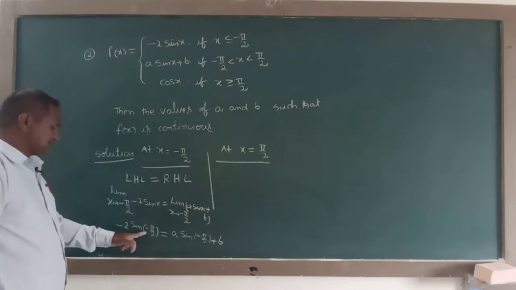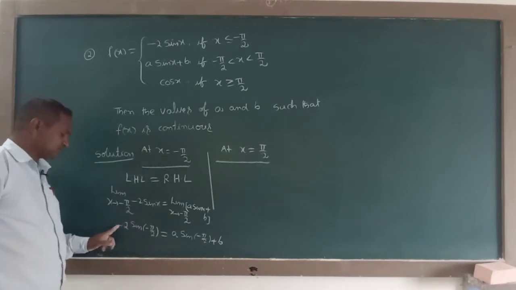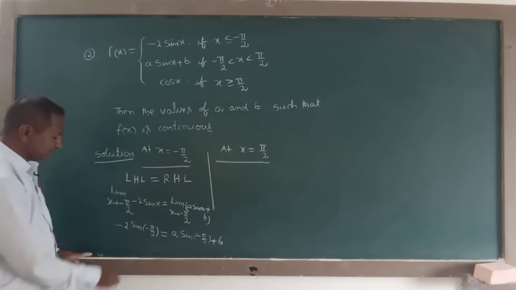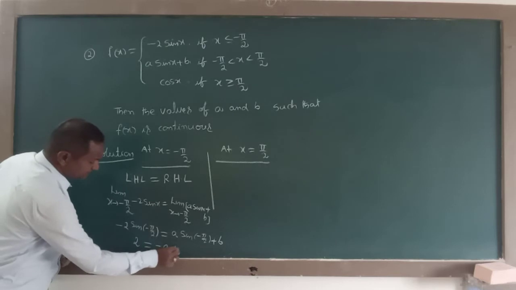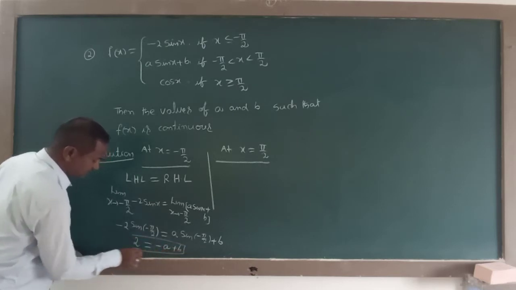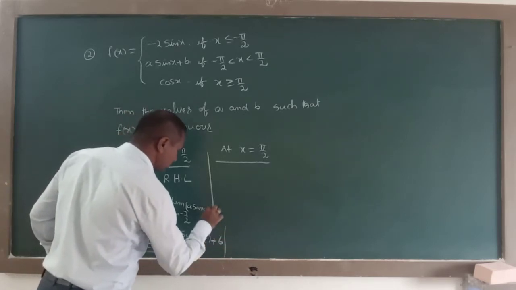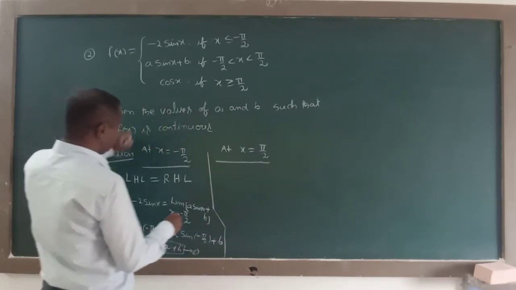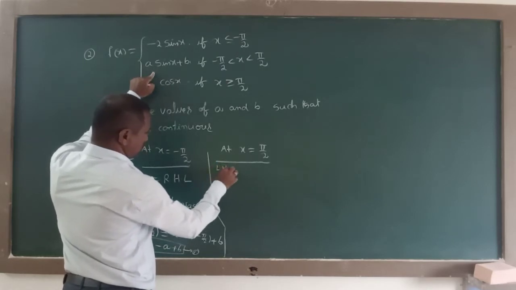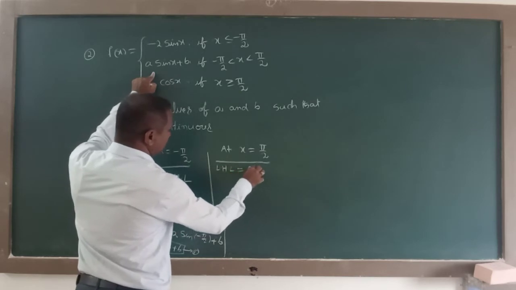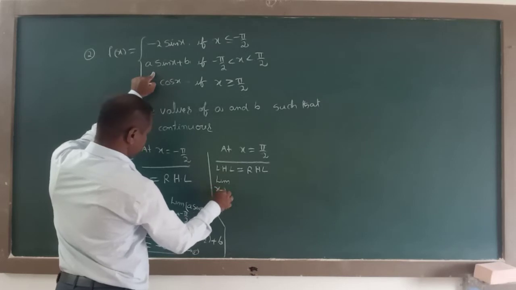Because sin of minus 90 is minus sin 90, minus into minus gives plus, so sin 90 is 1, and 2 is equal to minus a plus b. It is equation number 1. Here also, at x equal to pi by 2, LHL is equal to RHL. Limit x tending to plus pi by 2.